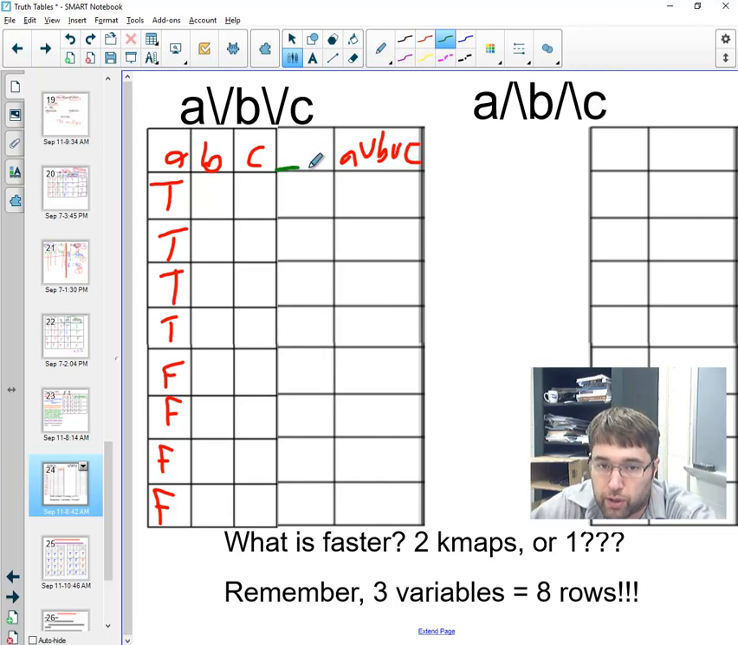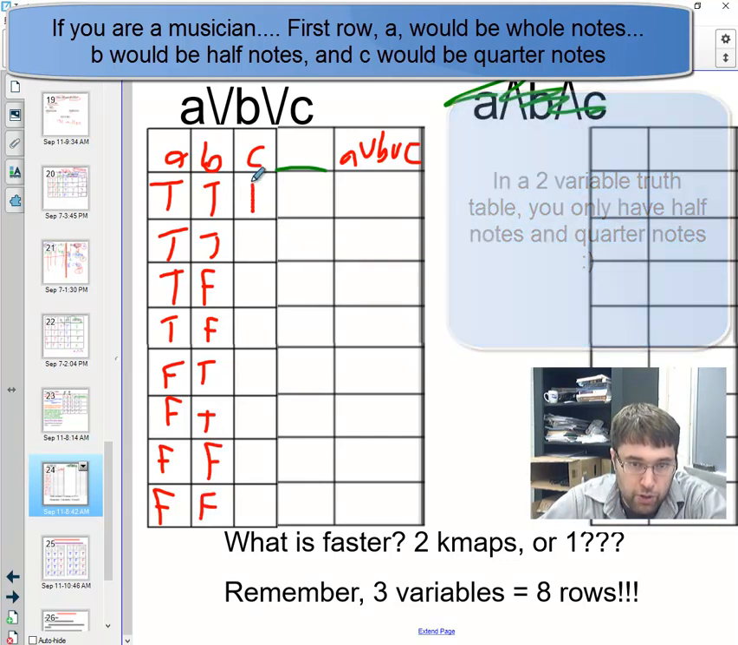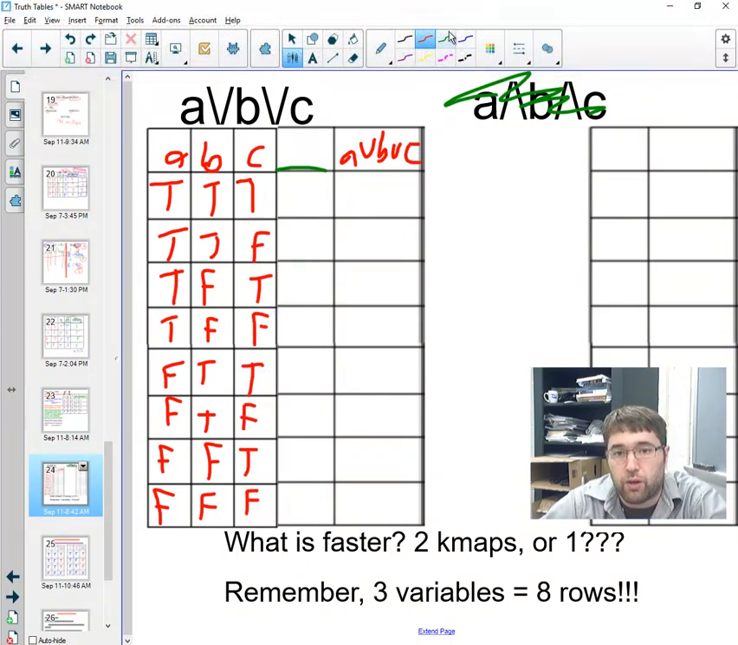You should be able to figure this out. You should be able to fill these two columns out. Well, all four columns out. Don't worry about this just yet. So you should have gotten true, true, false, false, true, true, false, false. And then true, false, true, false, true, false, true, false. Now here comes the hard part.